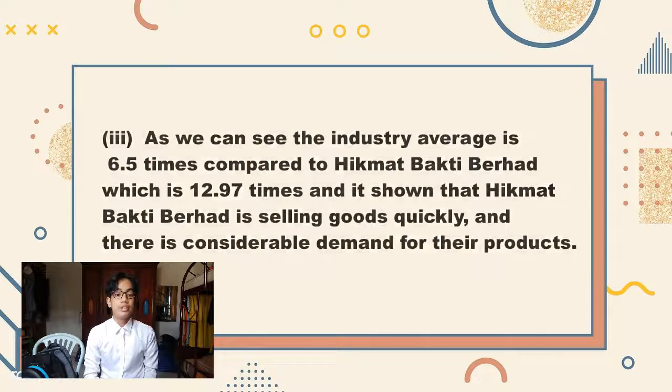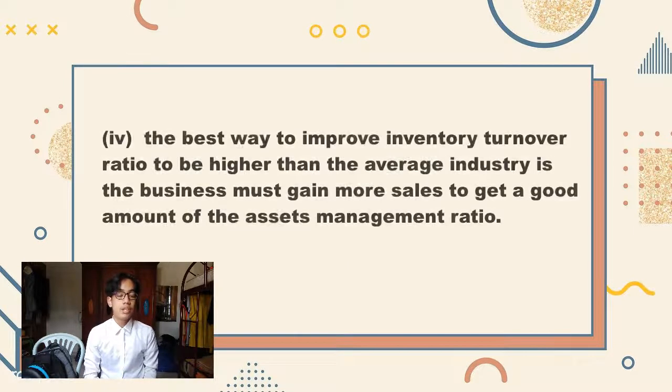Now we compare to the industry average. As we can see, the industry average is 9.5 times compared to Hikmah Bakti Berhad, which is 12.97 times, and it shows that Hikmah Bakti Berhad is selling goods quickly, and also there is considerable demand for their products. Next, in my opinion, the best way to improve the inventory turnover ratio to be higher than the industry average is that the business must gain more sales to get a good amount of the asset management ratio.